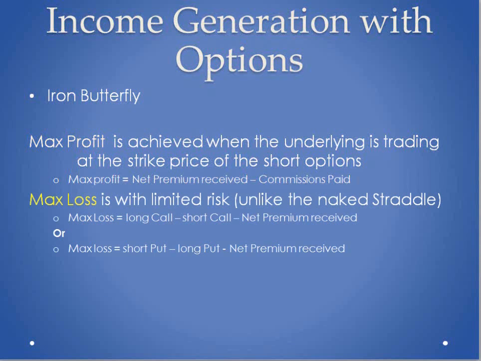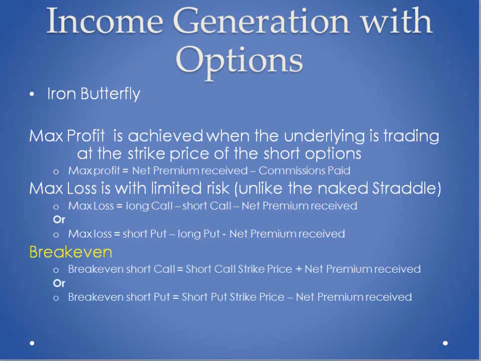And the max loss is with limited risk. Unlike the naked straddle, we've created defined risk. So there's two max losses. The max loss is going to be the long call minus the short call minus the net premium received. And the max loss on the put side is going to be the short put minus the long put minus the net premium received. The break even, again, there's two. The break even for the short call is going to be the short call strike price plus the net premium received. And the break even for the put side is going to be the short put minus the net premium received.